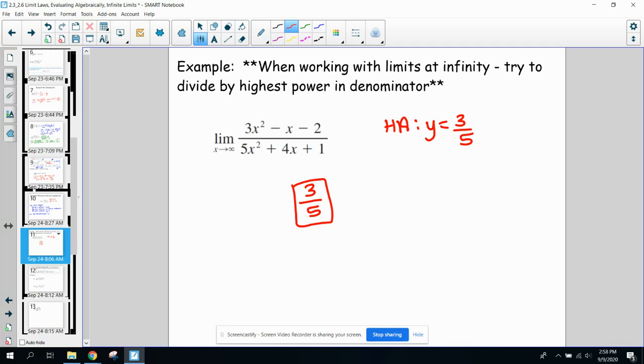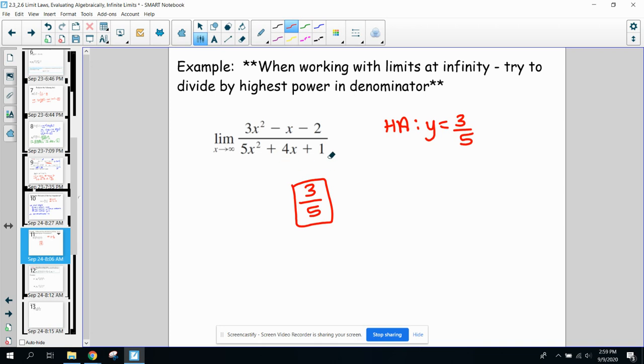It's approaching 3/5. Now we could split this up like we did in the previous problem 2 slides ago, and rewrite this using the limit laws, and then take the denominator of x squared, which is our highest power in the denominator, divide each term by x squared, and plug in infinity.